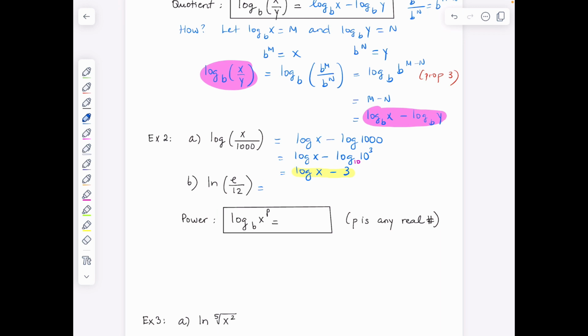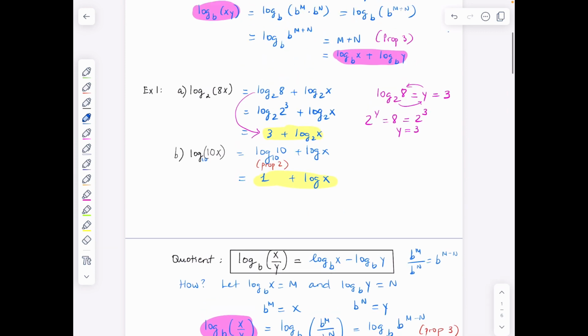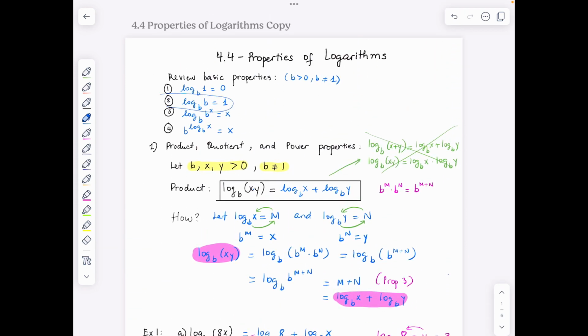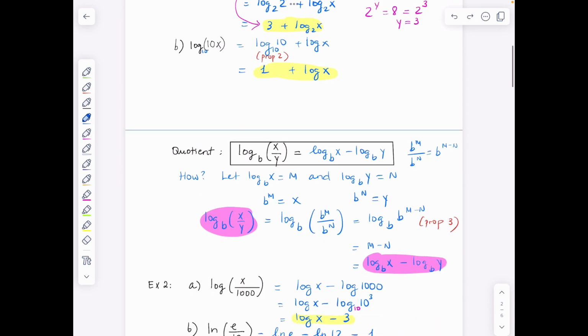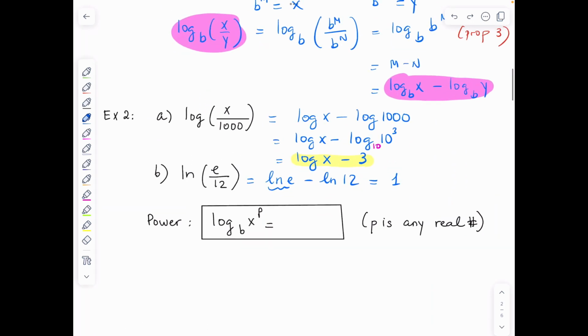Next example, we have, this is the natural log, ln of e over 12. That's equivalent to ln e minus ln 12. And ln e is equal to 1 using property number 2. Basic property number 2. And that is because you can insert the base e here, and you can see the base and the input are the same. So that will become 1. So the final answer is 1 minus ln 12.